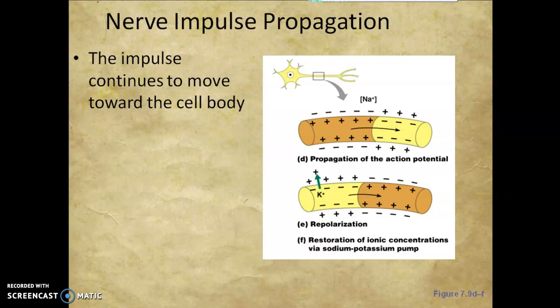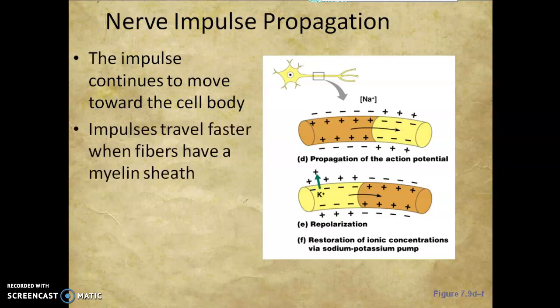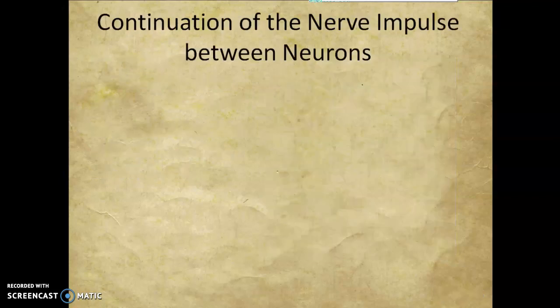Now, as that message is traveling through our neuron, it goes from the axon towards the cell body, and we notice that impulses are going to travel faster when fibers have a myelin sheath around them. Okay, and if you remember, your oligodendrocytes and your Schwann cells are going to be responsible for making the myelin sheath in the central/peripheral nervous system.